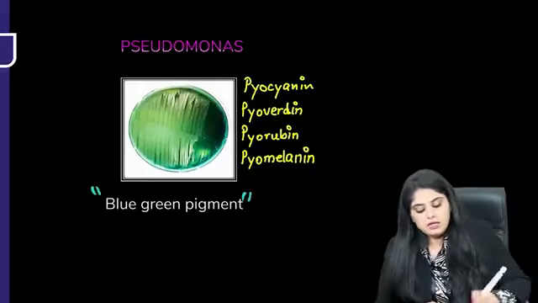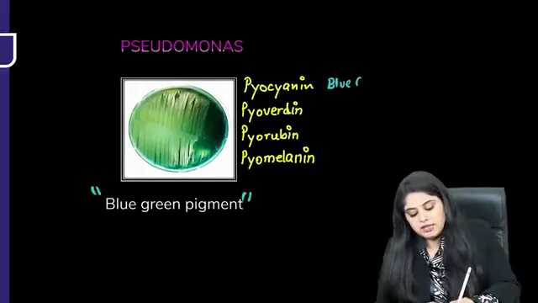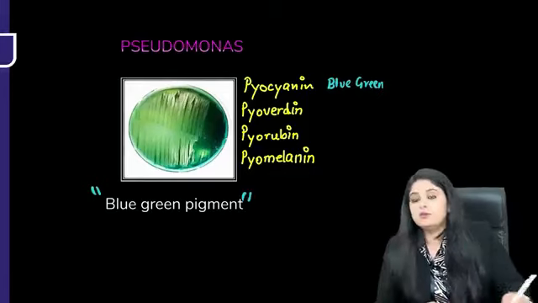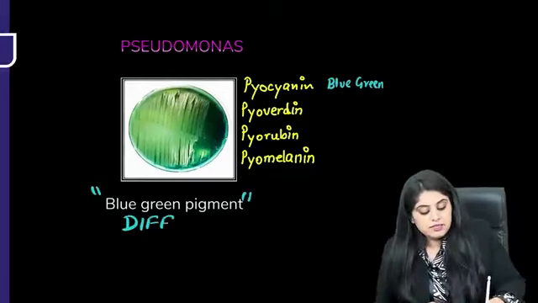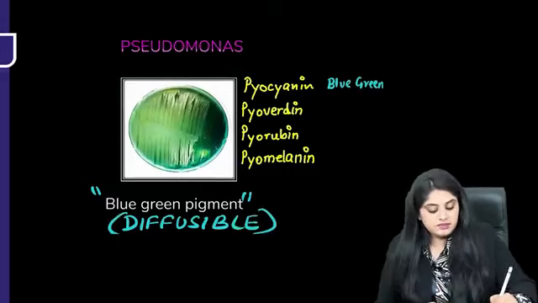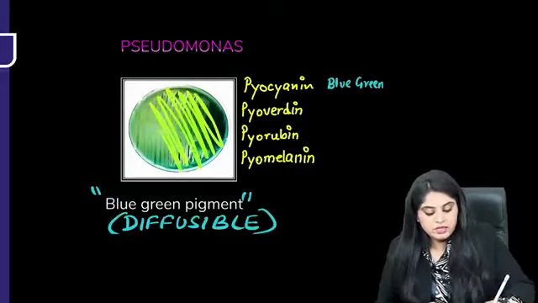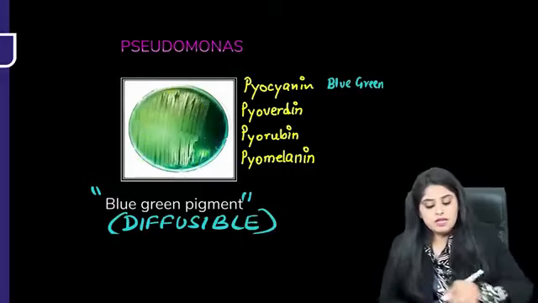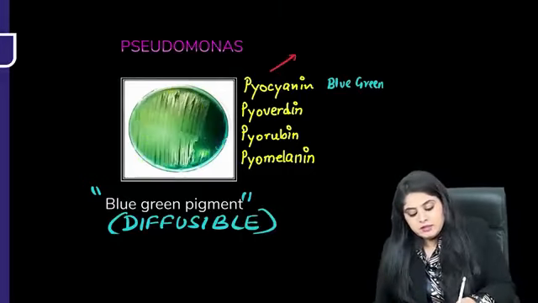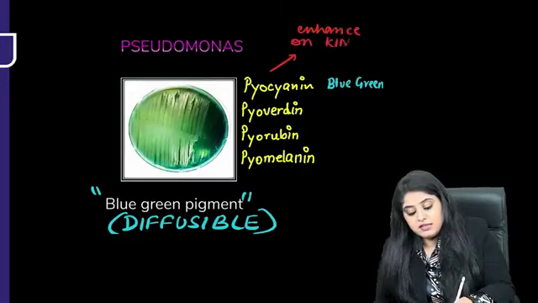this blue-green color pigment called pyocyanin. What do you have to know? It is diffusible. Till now, whatever pigments I taught you were non-diffusible. This is diffusible, means everything is gonna turn blue-green. It's going to diffuse out everywhere. And please remember, this can basically be enhanced on a media further, that is known as King's media.